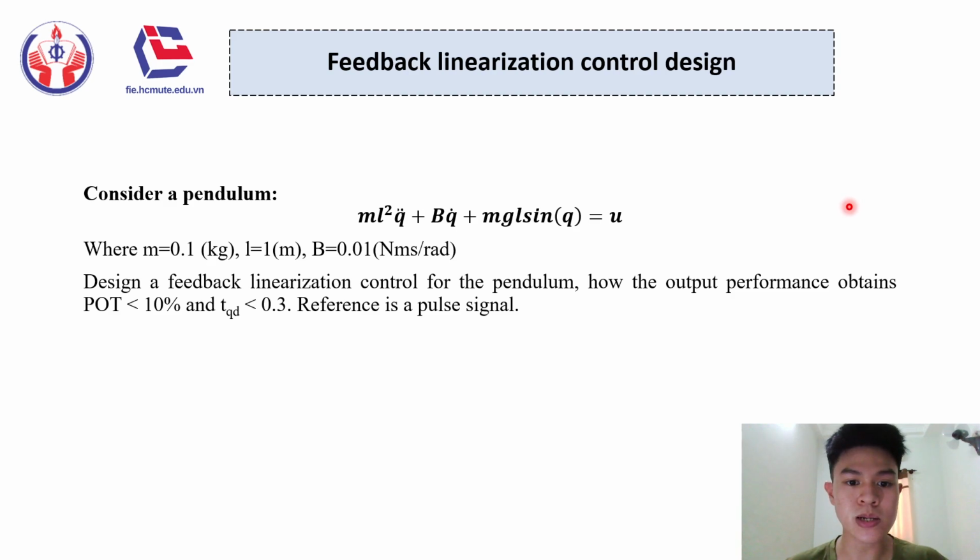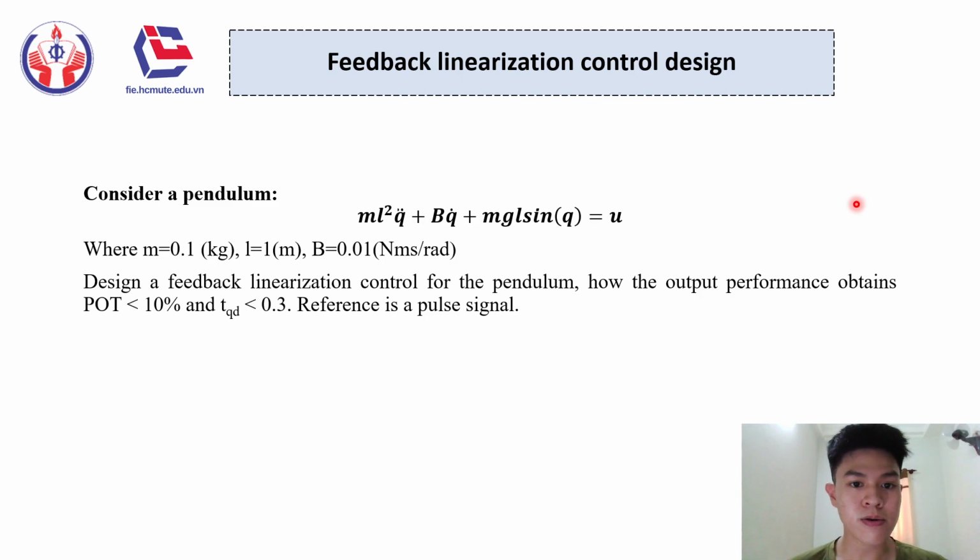In this presentation, I will consider a pendulum system which has the equation ml squared times q double dot plus b times q dot plus m times g times l times sine q equals u, where the weight of the pendulum is 0.1 kilogram, the length is 1 meter, and the damping coefficient b equals 0.01.